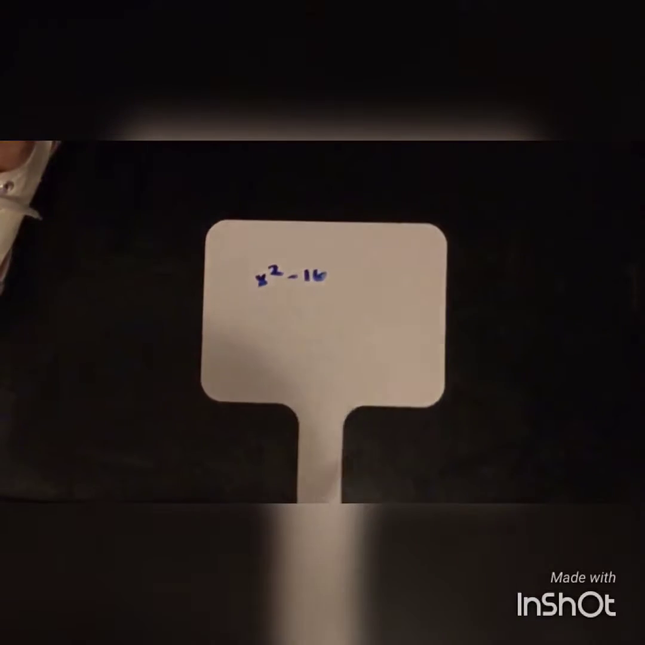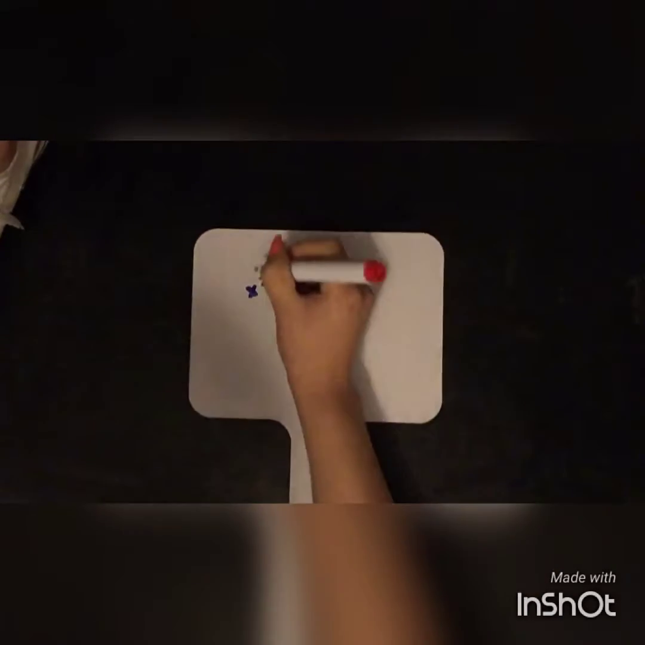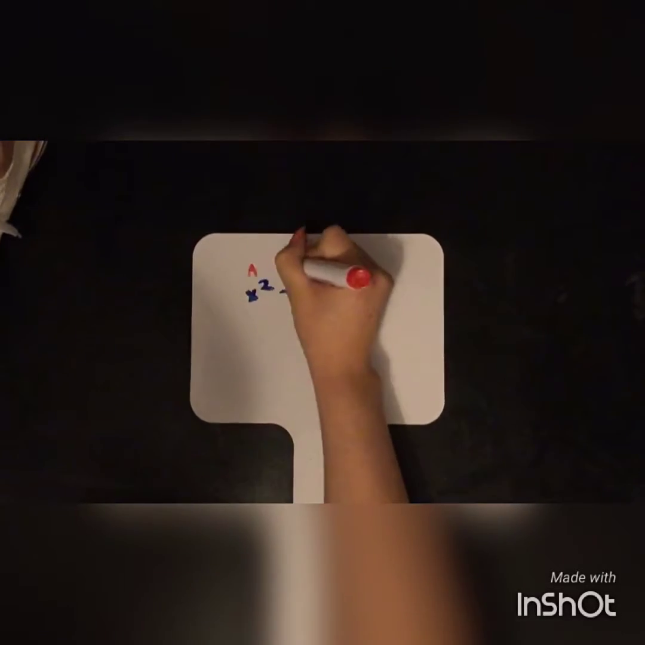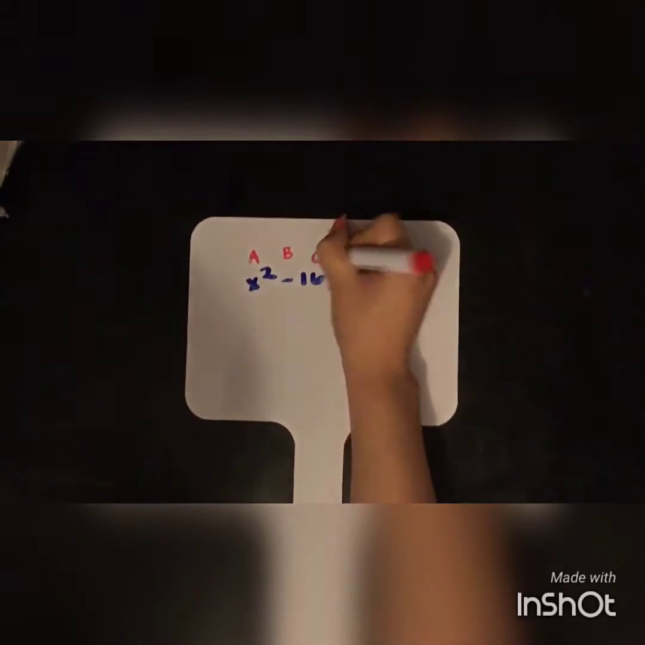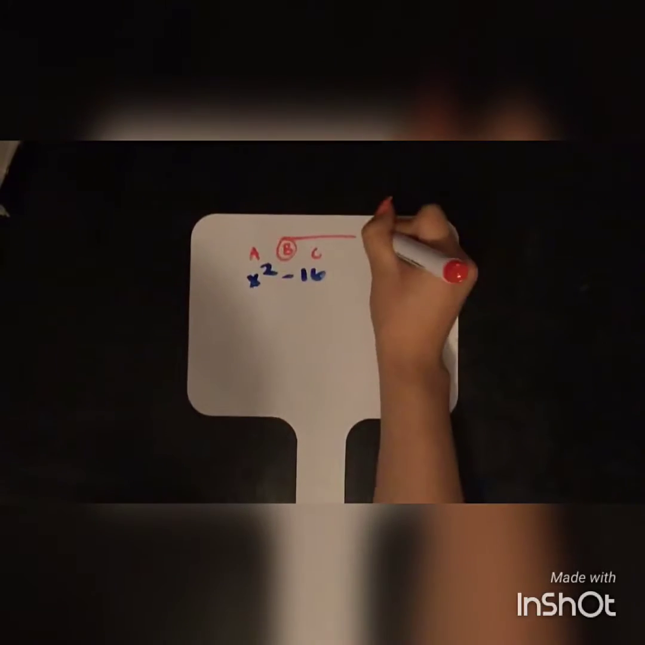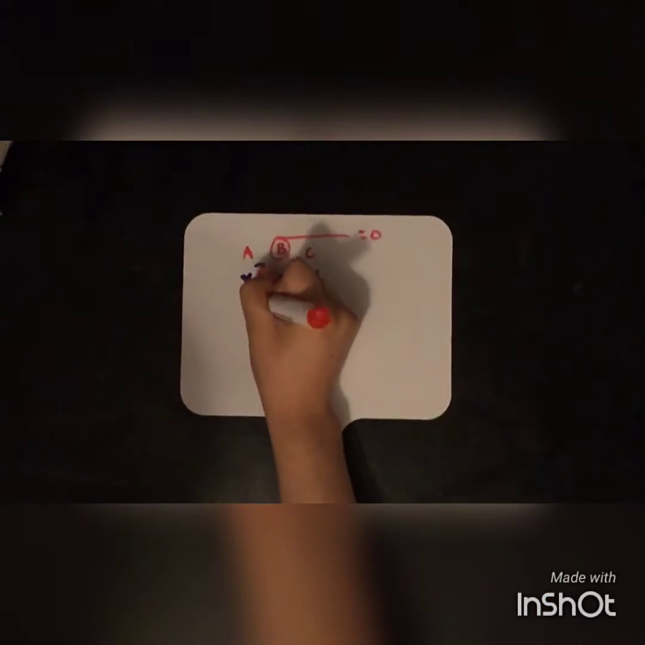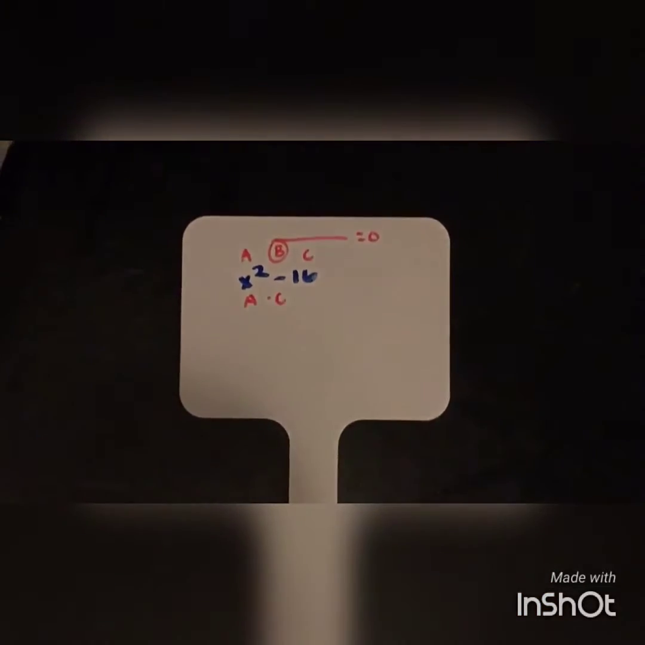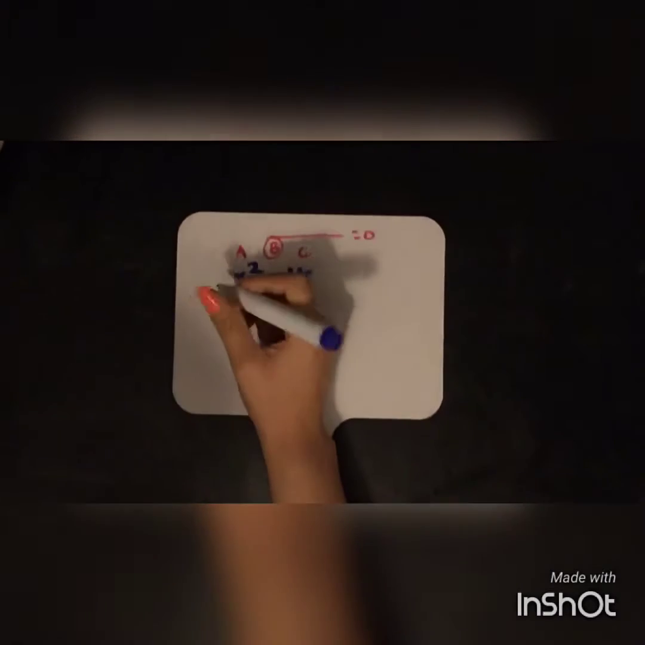The next equation is x squared minus 16. X squared is a, and negative 16 is c. B is going to equal 0 since there is nothing there. You're going to multiply a times c, which is 1 times negative 16.